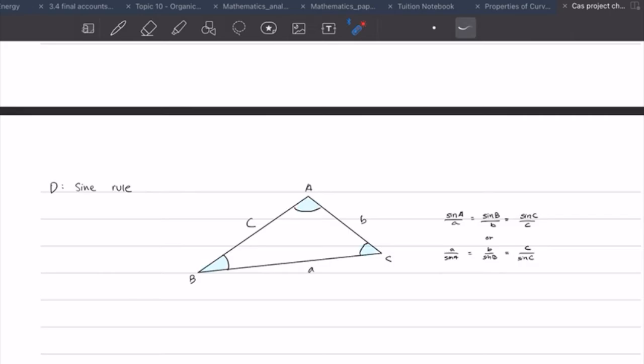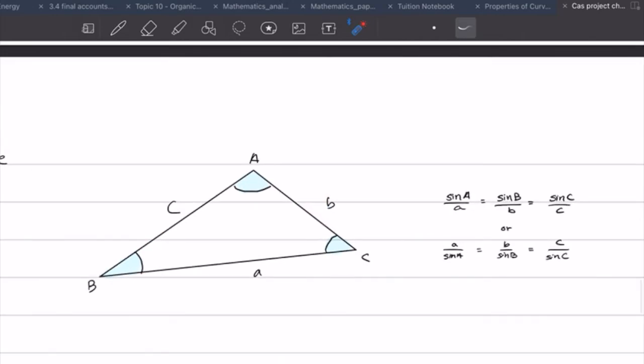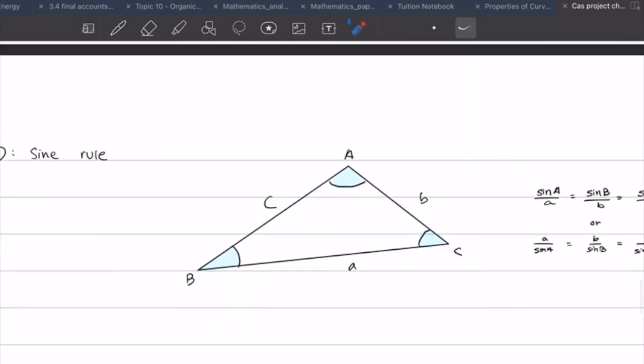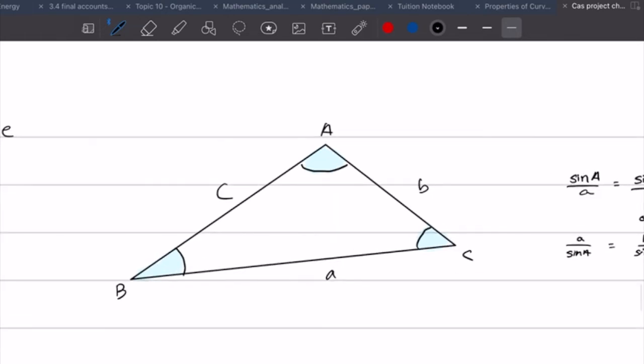Now the sine rule is a set of equations which connects the length of a side of any triangle with the sines of the angles of the triangle. So let's talk about this quickly. In this case, we have this triangle ABC, and there are these angles, and we have to find these angles.